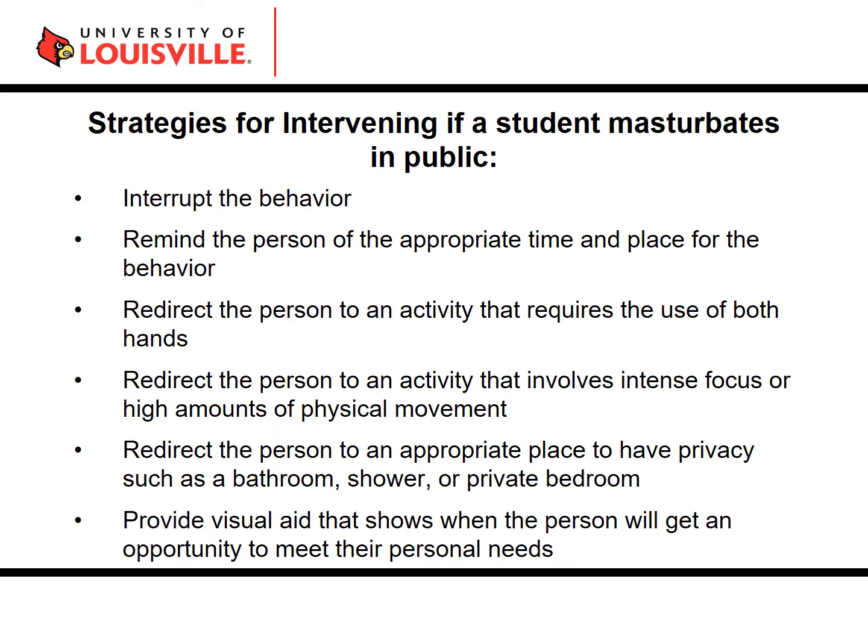How we address and handle masturbation depends on where it is taking place. If masturbation is taking place in a public place, try these tips. First, interrupt the behavior whenever possible. Remind the person of an appropriate time and place for this behavior, such as at home, in their bedroom. Redirect the person to an activity that requires the use of both of their hands, like playing on a tablet or giving them a fidget toy. Redirect the person to an activity that involves high amounts of physical movement. So go for a walk, get up, take a change of scenery, and do something else.